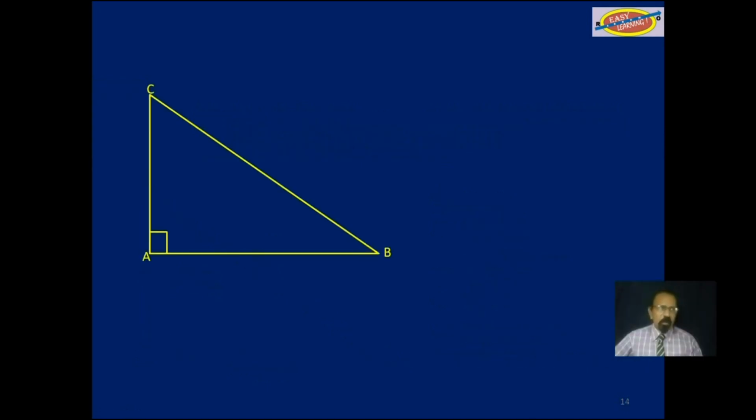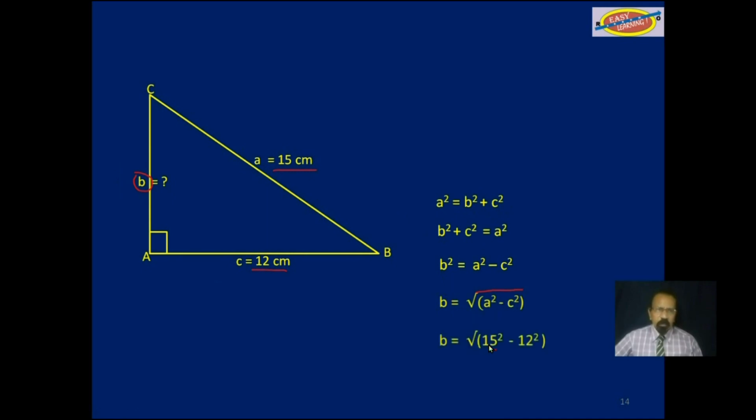Let's look at another example. A, B, and C. This time we know C and we know A. We want to find B. So our formula says A squared is equal to B squared plus C squared. We change that around and we make B the subject of the formula. So B is equal to the square root of A squared minus C squared. We substitute the numbers we are given: 15 squared minus 12 squared. We get the square root of 81, which is 9.0.